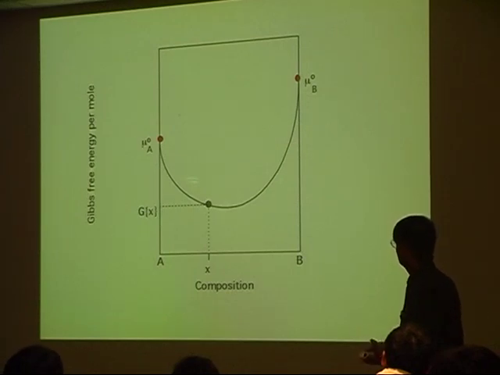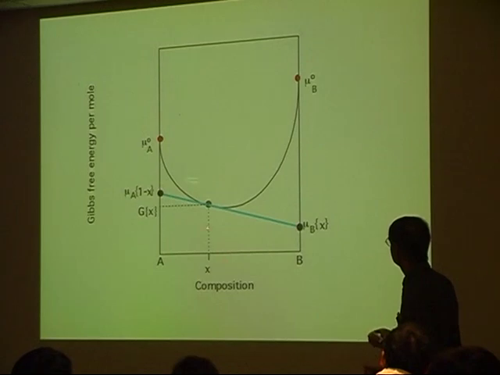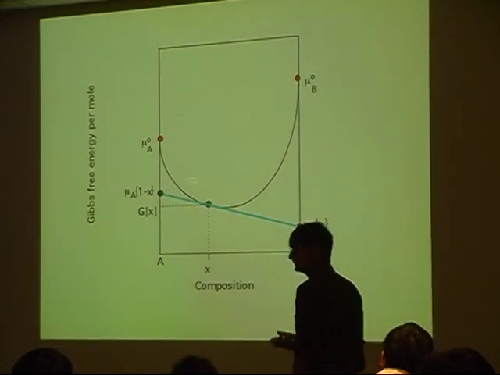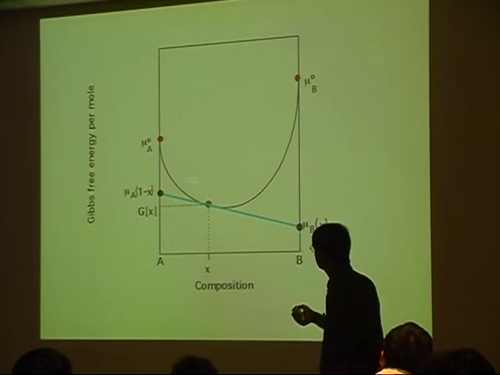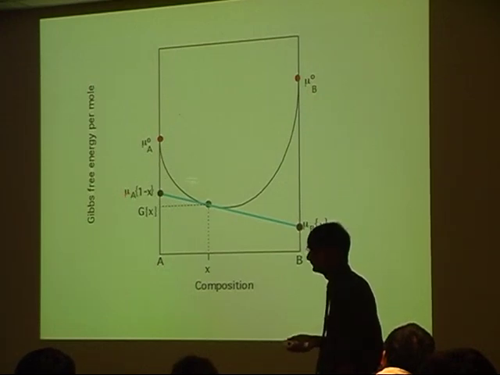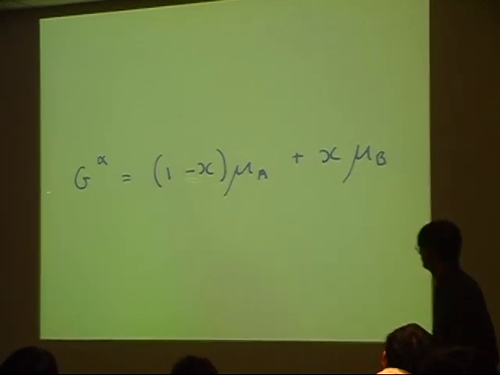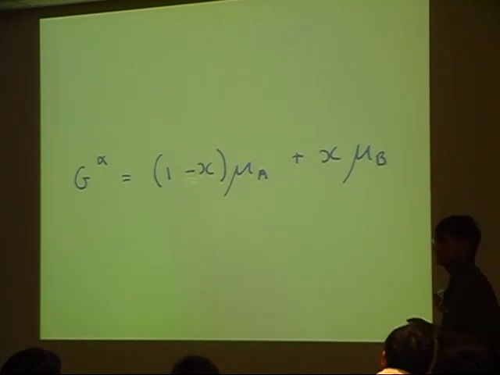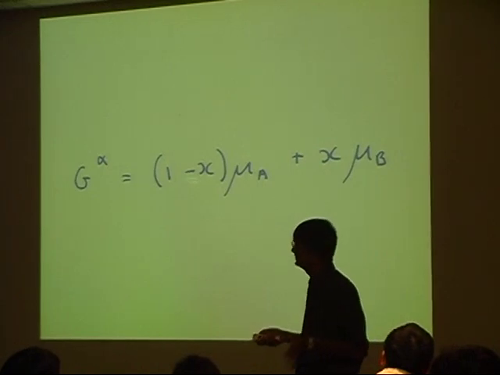If I now decide to draw a tangent here, the tangent is at this point here, this is the composition of the solution, then the intercept here is mu A, and this is simply the amount of A, and this is mu B here. Now why have I drawn a tangent? Well, by drawing this tangent, I can write G simply as the weighted average of mu A and mu B. Okay? So I can write this equation here, that the free energy of the solution comes from mu A times the concentration of A and mu B times the concentration of B. Okay? So there's nothing complicated here. This is just the equation of that straight line.